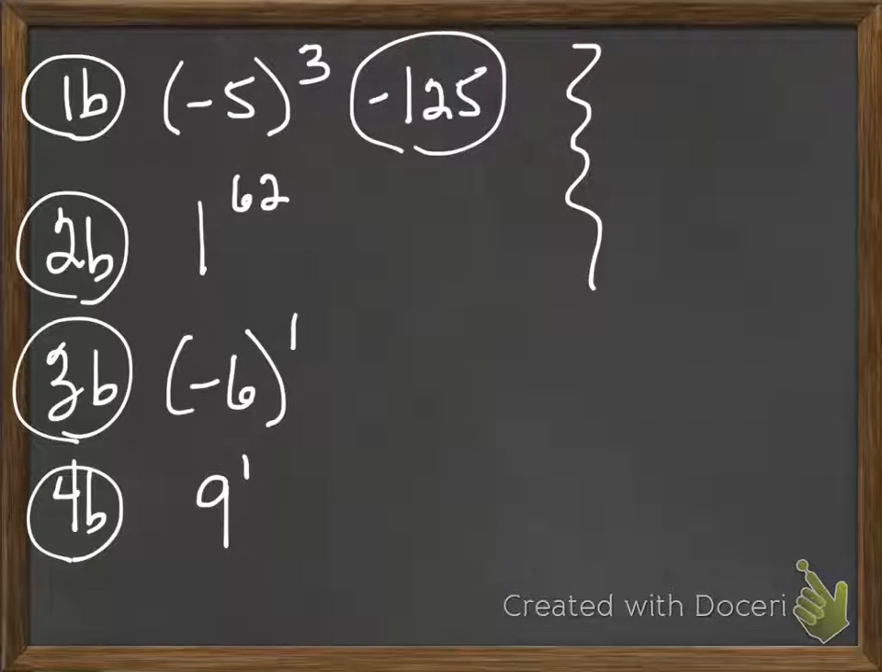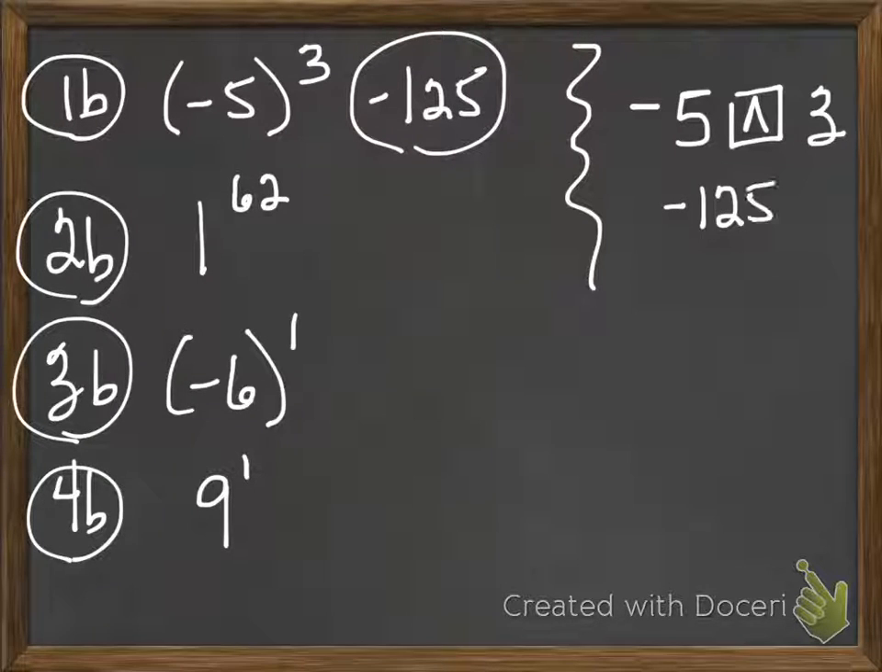Into your scientific calculator, if you just put negative and then you put 5 and then you hit the upside down V key and then you hit 3, all right, it's going to give you negative 125, okay?